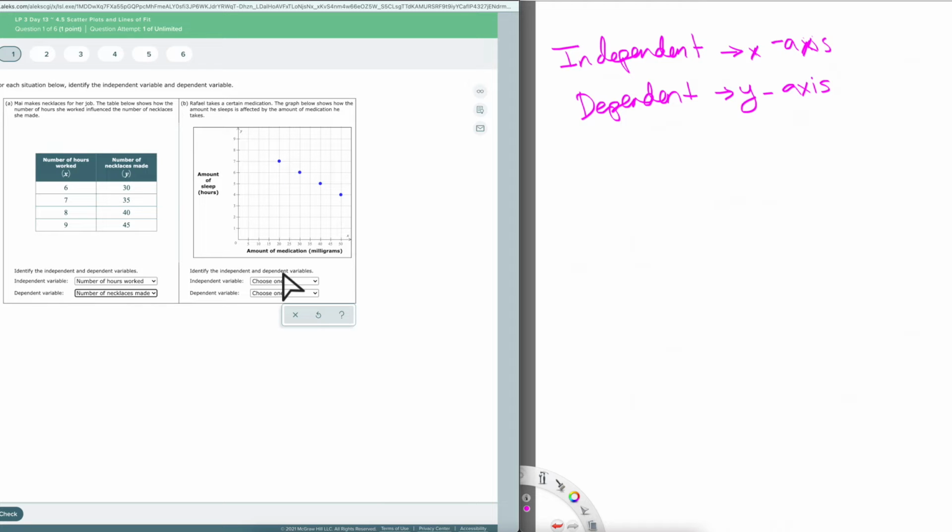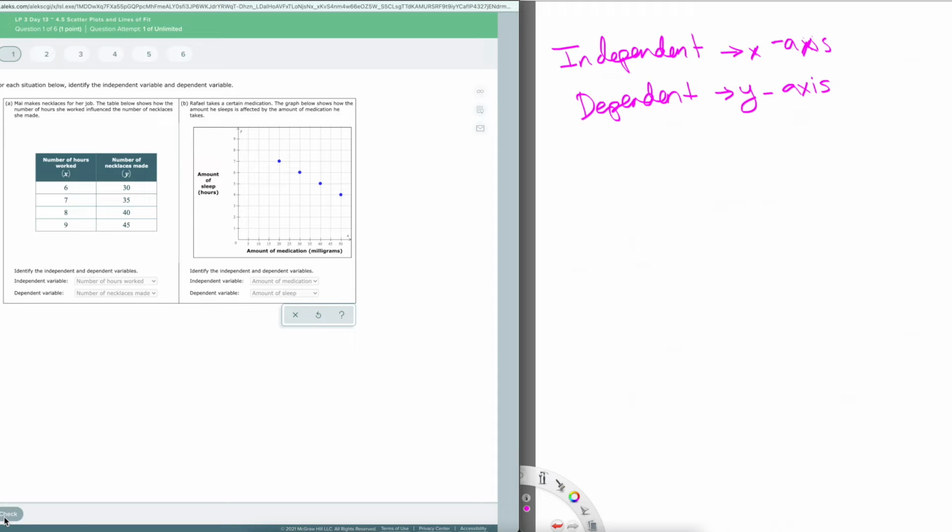So the independent variable is going to be our medication, because medication is independent of the amount of sleep he gets. The sleep doesn't directly affect the medication he takes, but the amount of medication he takes does affect the amount of sleep he gets. All right.